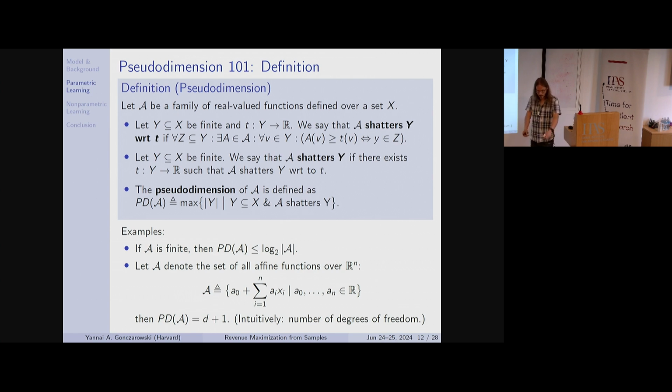So this is compatible with the intuition that Noam gave you. There are n plus 1 parameters here. These are the levers you can pull, and the pseudo dimension is precisely n plus 1. And this is the number of degrees of freedom.